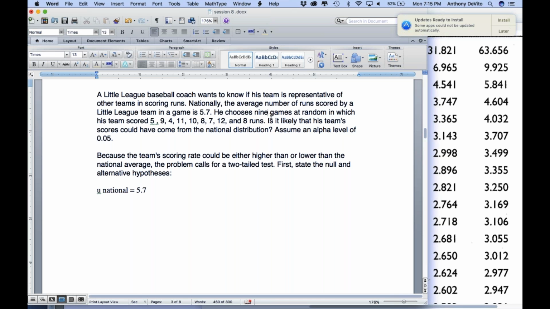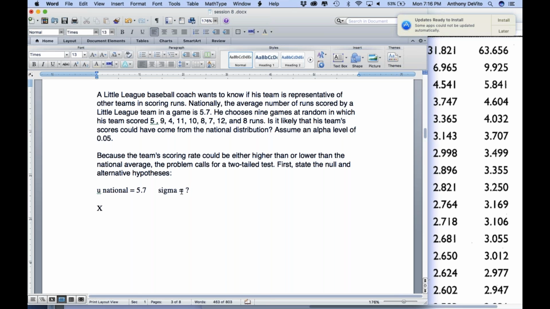He chooses 9 games at random in which his team scored 5, 9, 4, 11, 10, 8, 7, 12, and 8 runs. That's 9 games, right? Is it likely that his team's scores could have come from the national distribution? Assume an alpha level of 0.05. So what do we know about his team? We don't know sigma, do we? Nobody mentioned anything about standard deviation. Sigma equals unknown.